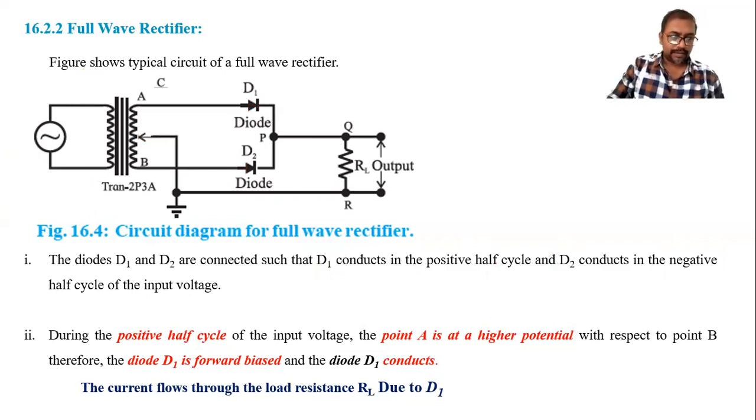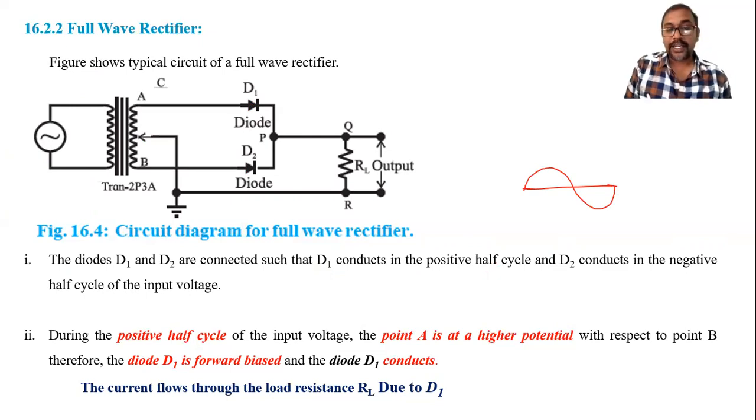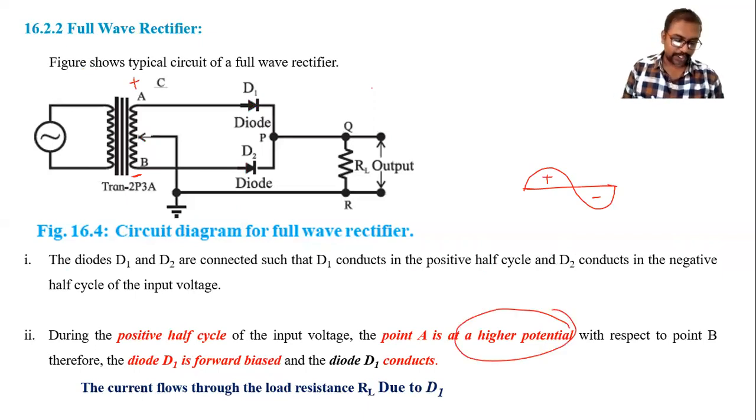Now let's see the positive half cycle. Positive half cycle means what? This is the input cycle. This is one input cycle. This is the positive half cycle and this is the negative half cycle. For the positive half cycle, terminal A is positive and B is negative. Or you can say that terminal A is at higher potential and B at lower potential.